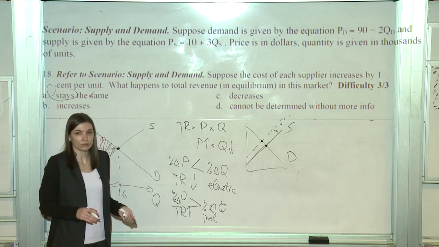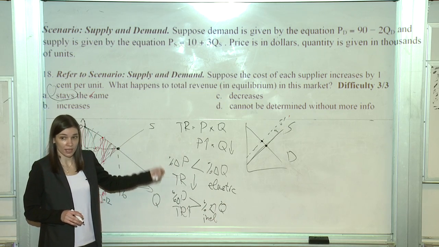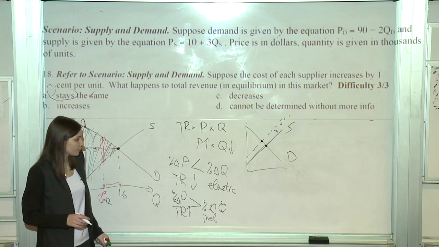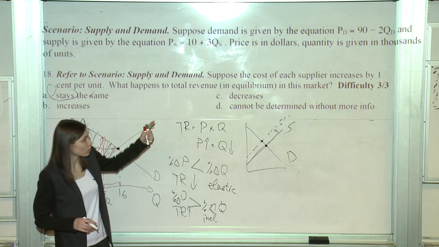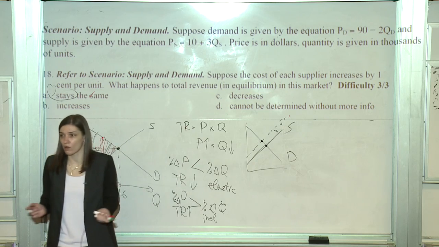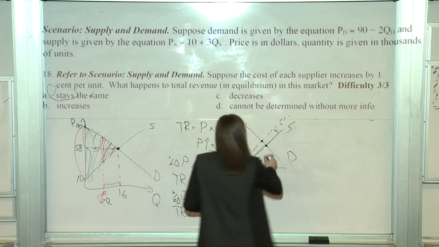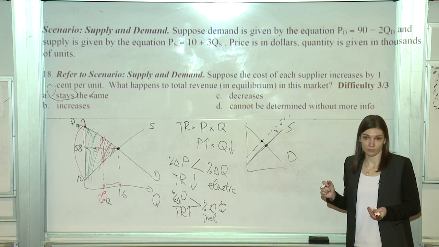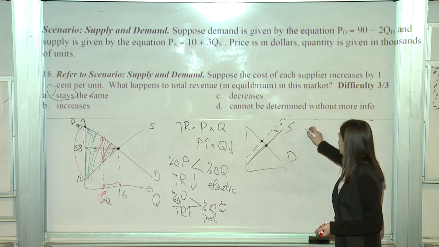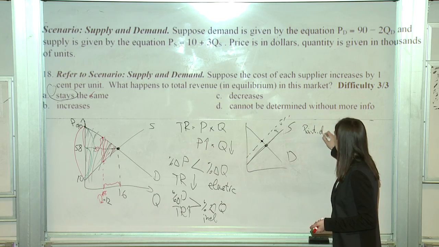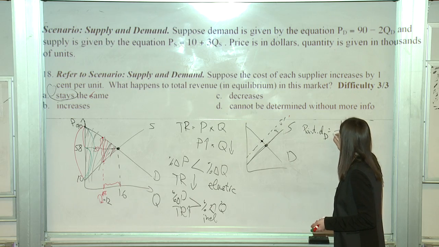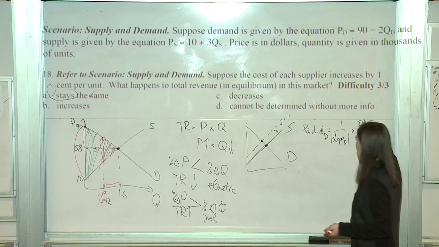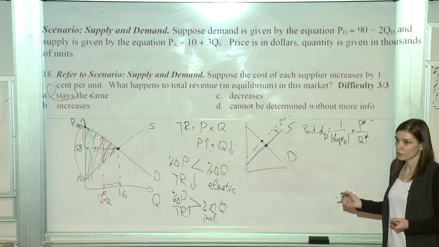So the question comes down to whether the demand curve is elastic or inelastic at that point. If it's elastic, then total revenue is going to go down. If it's inelastic, total revenue is going to go up. And that's all there is to it. So I need to find the elasticity of demand at equilibrium so that I see what happens when we change the price. And we use the point elasticity in this case. For the demand curve, it's 1 over the absolute value of the slope of the demand curve, times P over Q. I start at the equilibrium point, so I want to see what happens at that point.